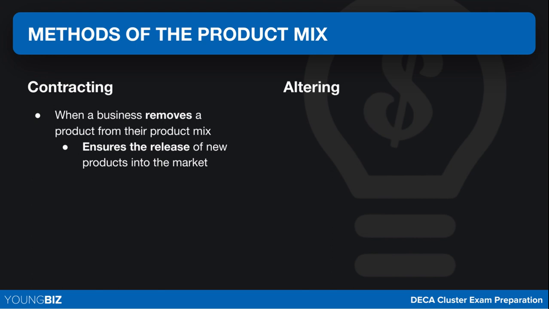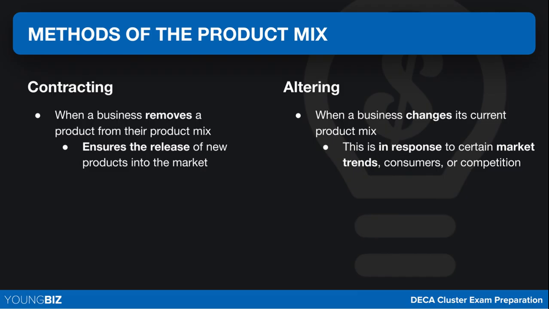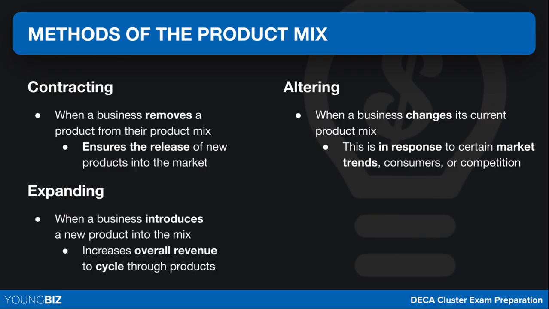Next, we have altering. With altering, a business changes its product mix in response to current trends, target market, and even in the face of direct competition. If a business wants to add a new product to the existing mix, they would have to go through the process of expanding. This generally increases the overall revenue in connection to the product cycle, which we'll talk about in a minute.